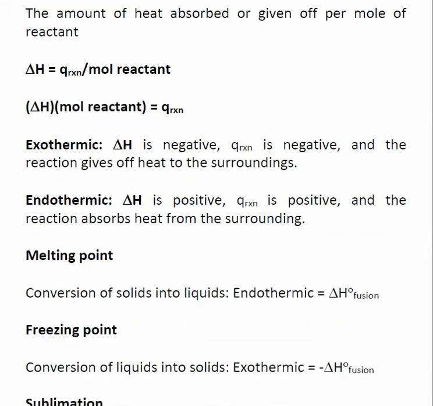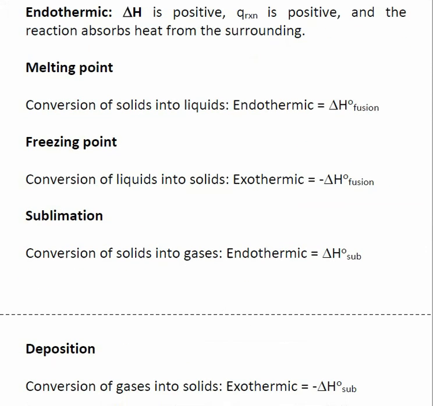So let's look at some of the major phase changes that we're going to be looking at here in this chapter. The first one's called the melting point, and that's when we undergo the phase change of solids turning into liquids. So this makes sense that it's going to be endothermic. If I want to melt something, I got to put heat into it.